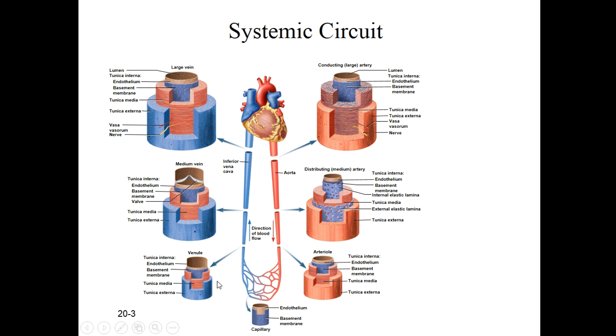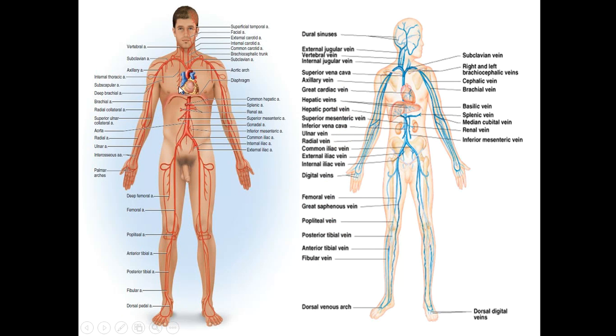What are those smallest veins immediately downstream of the capillary beds? Venules. Venules merge and become larger medium veins. Notice these have valves like the heart. And then those medium veins eventually flow into these very large veins like the vena cavae.